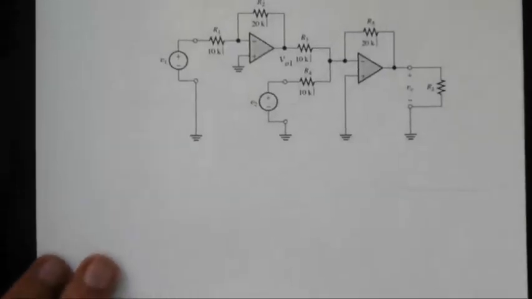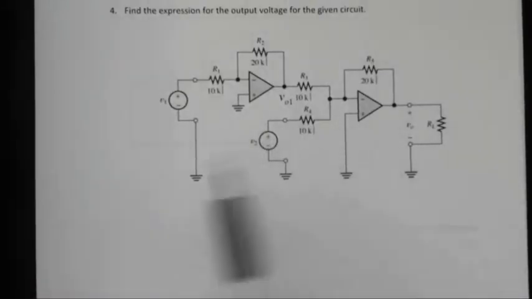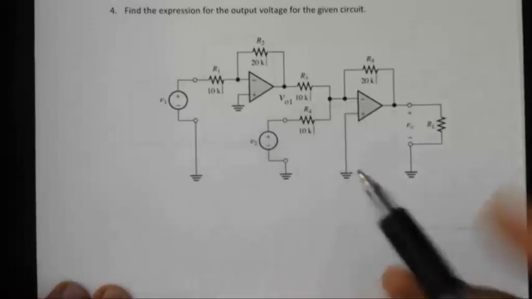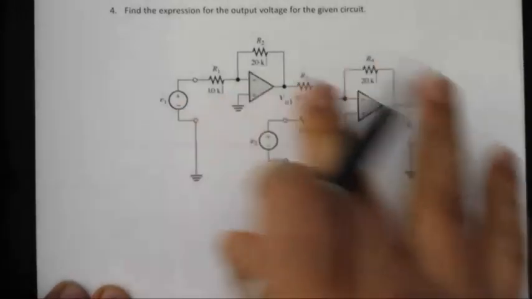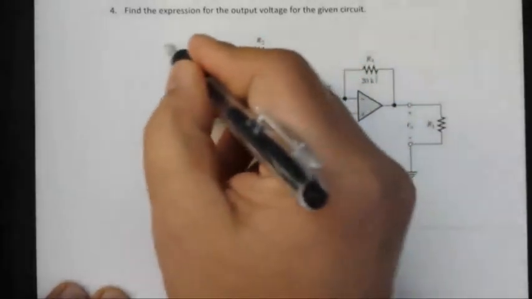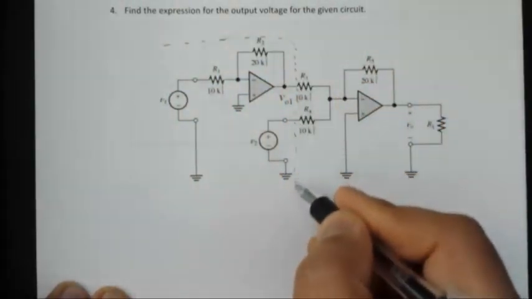So next, I'm going to try to solve this problem. This circuit looks a little complex, complicated, but it's not actually a complicated circuit. You can easily divide this whole circuit into two parts. Two parts is like this. The first part is just the amplifier, like this.